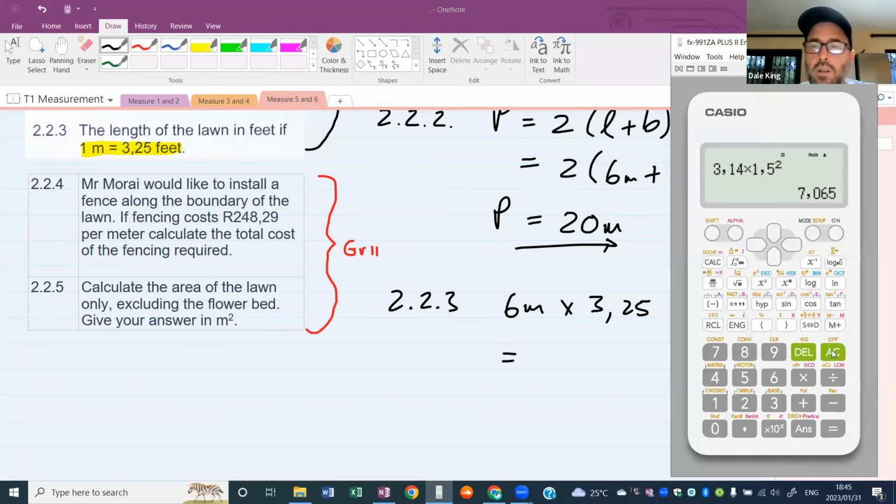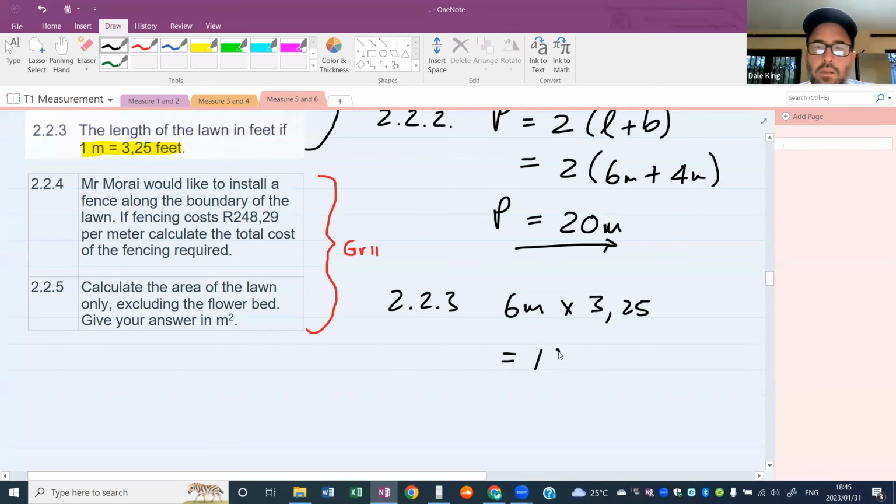I'm going to get my calculator to do the work. I'm feeling lazy. So times 3,25. 19,5. Now, what are my units? They want to know what is the feet. So I'll write FT for feet. Okay. All right.